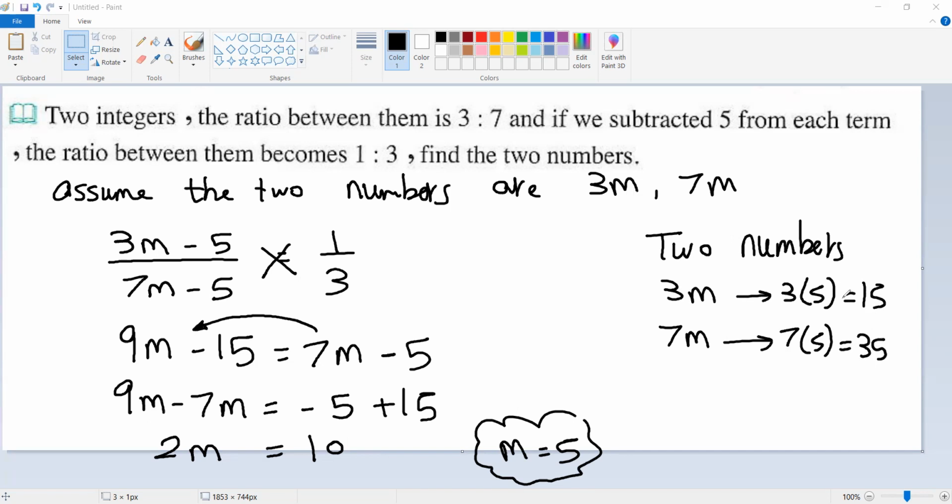Let's check our solutions. Here are the two numbers, 15 and 35. If you subtract 5 from each number, 15 minus 5 will be 10, and 35 minus 5 is 30. So 10 over 30, the ratio between them is 1 over 3. So I did it right.